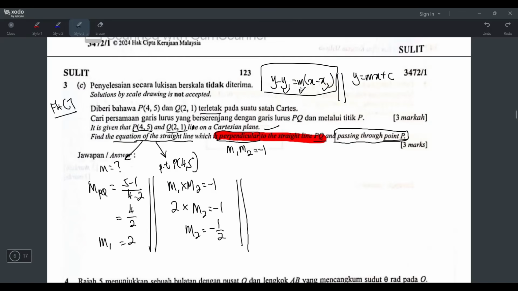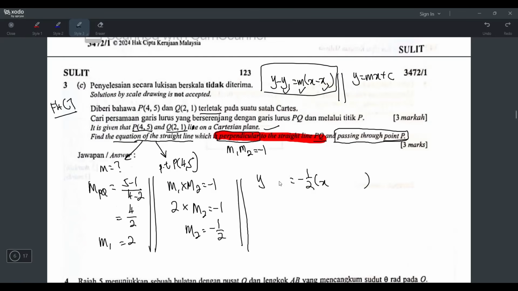Okay, now let's continue with y minus y1 equals gradient times x minus x1. For the gradient, don't make a mistake. You don't go and put in 2. It's wrong. They already said the line I'm finding is perpendicular to PQ. If you put in 2, that is the gradient of PQ. That is wrong, unless they say parallel. So they say perpendicular to PQ, so you have to take -1 divided by the gradient of PQ, which is 2. That's why it's -1 over 2.